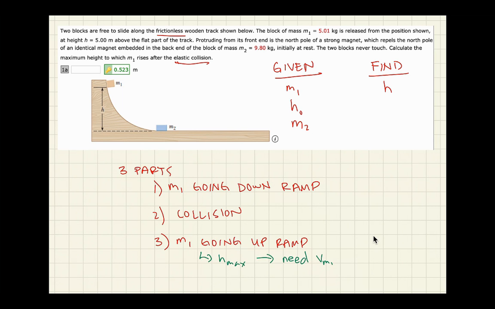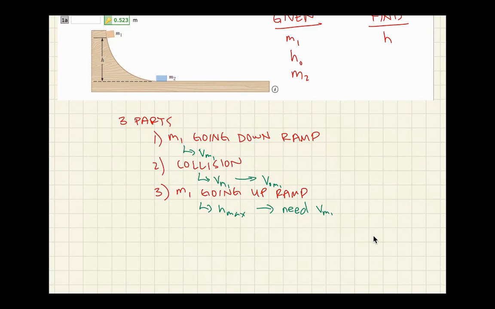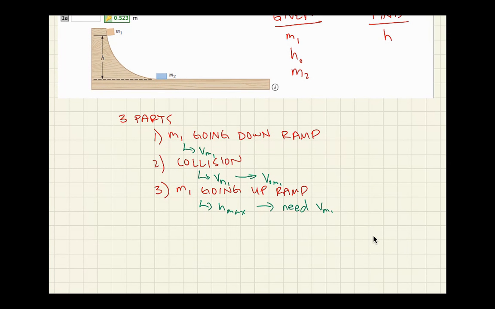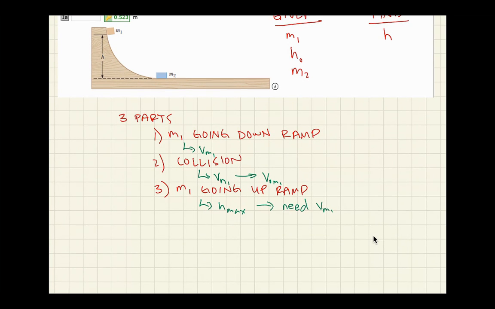Going back to the collision, in order to solve it and find the final velocity of M1, I'm going to need to know the initial velocity of M1 before the collision. And lastly, to find the initial velocity of M1, I'm going to need to know the original energy of this block at the highest point. So we're starting at part one, working our way to part three.